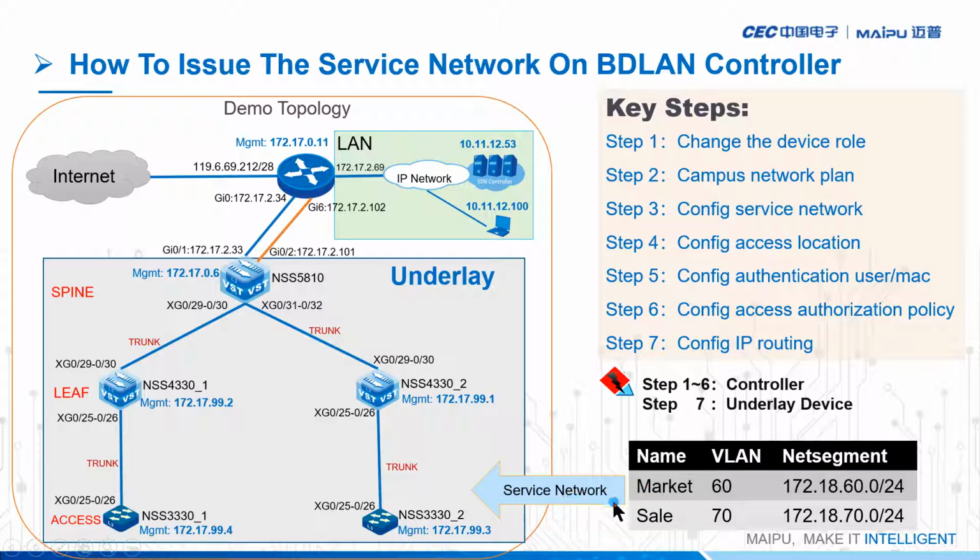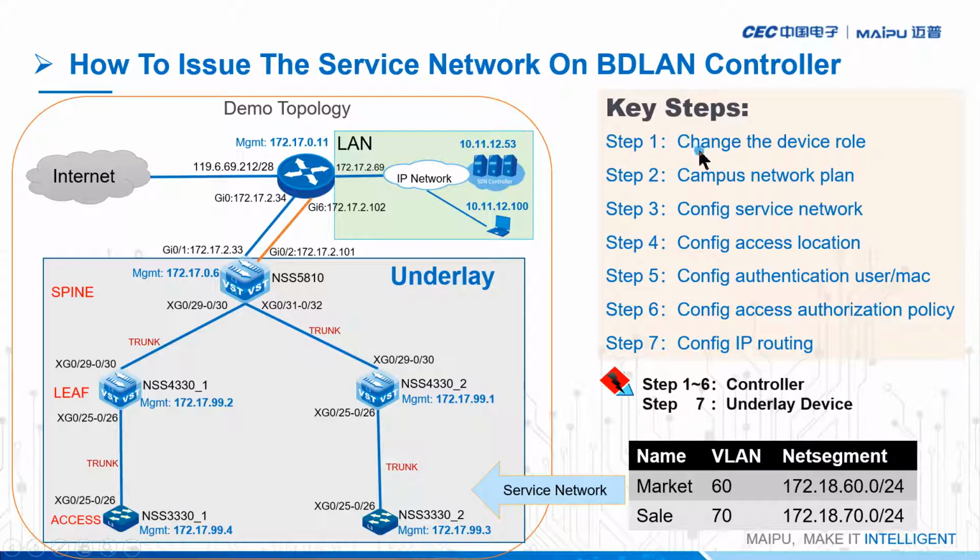And another service network is named cell. The VLAN is 70 and the net segment is 172.18.70.0. The net mask is 24. And actually, it's very easy to issue the service network on BDLAN controller. It just needs 7 steps.